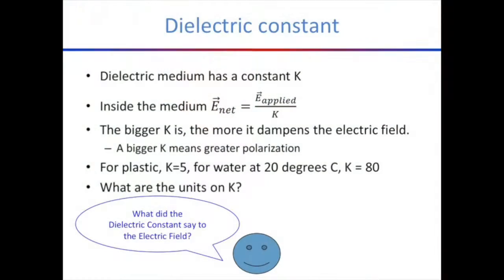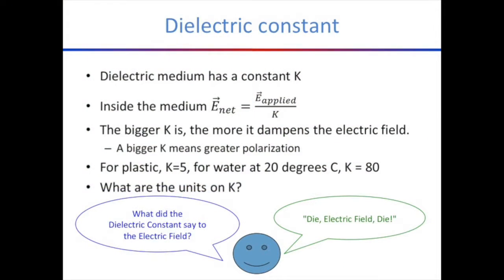So here's my mnemonic for remembering what dielectric constant means. What did the dielectric constant say to the electric field? It said, dielectric field, die. So if you have a dielectric material, in its interior, it responds so as to weaken the net electric field inside of itself. Dielectric field, die. That's what dielectric constants do.